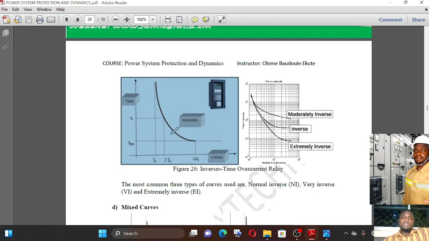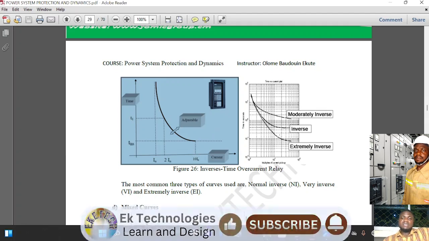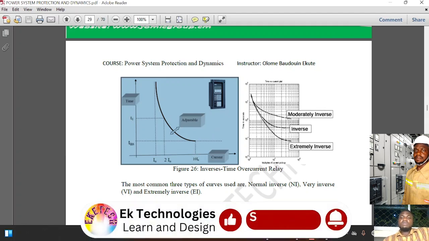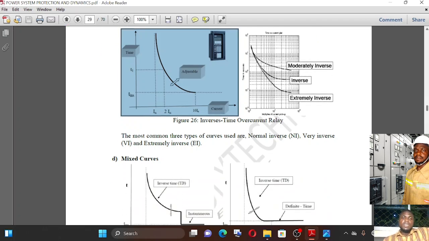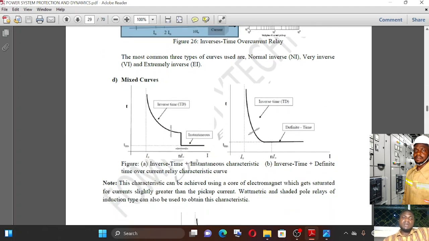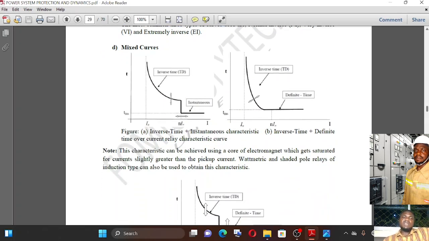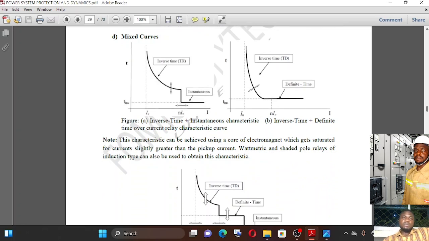Okay, so we have different types of characteristics of the inverse time. We have the moderately inverse, the inverse, and the extremely inverse characteristics. So it is defined based on the decaying level of the inverse characteristic curve. Then we have mixed curves. That means these three characteristic curves that have been defined above can be mixed, intertwined or combined.